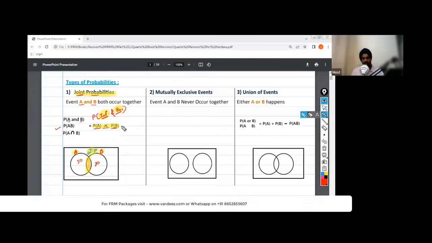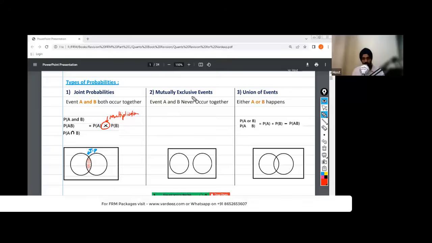These different types of probabilities that we will see will help us eventually. For example, joint probabilities will help you in conditional probability, and conditional probability is something that you would see in the Bayes rule. So let's understand the joint probabilities. As I said, event A and B both occur together. When you have both, you have to multiply. Now remember, this is also known as the multiplication rule.